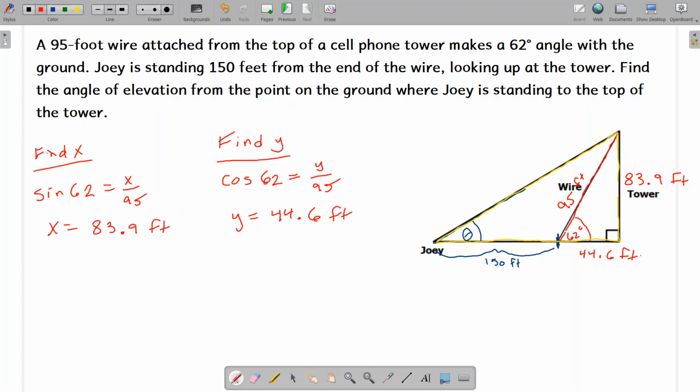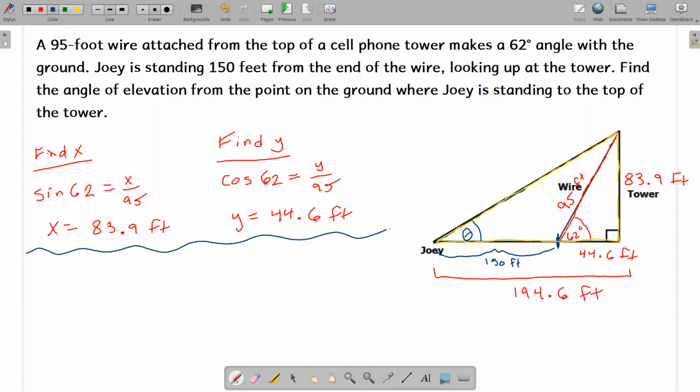Now, keep in mind that now we can find the entire base of that triangle. We have the height, that's the 83.9. I need to know the base, so I'm going to add the 150 and the 44.6 together to get 194.6 feet. Oh, I'm saying one thing and writing another. And now I have everything I need to find theta, finally.